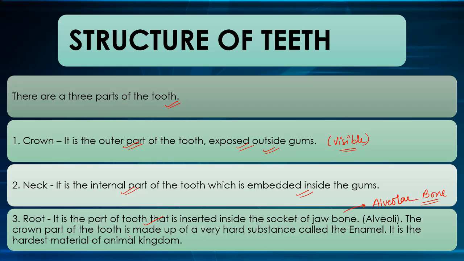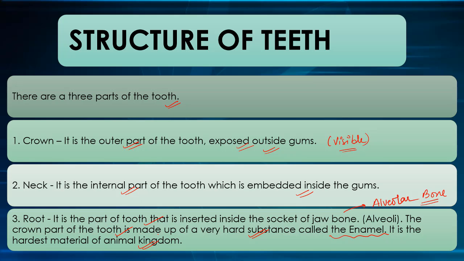The crown part of the tooth is made up of a very hard substance called enamel. It is the hardest material of the animal kingdom.